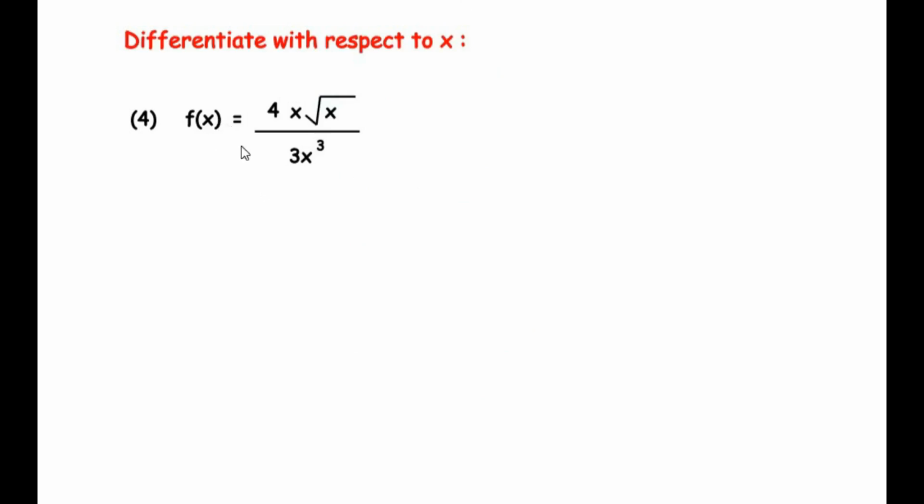Now f of x is equal to 4 times x times square root of x over 3x cube. Now here my first step will again be the separation of the constant terms and the x terms. So I'm going to write here 4 over 3 times x times square root of x over x to the power of 3. So I have separated the constant terms and the x terms.